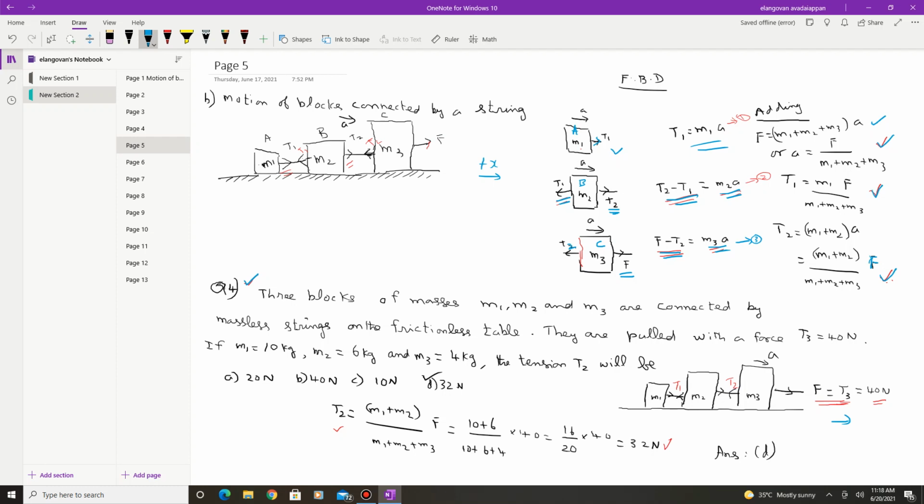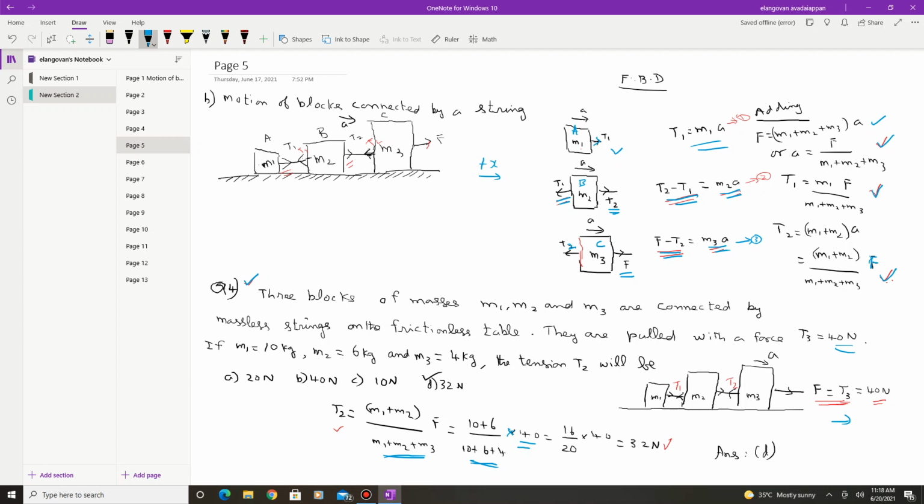T2 equals (M1 plus M2) divided by (M1 plus M2 plus M3) times F. This expression we have already calculated in the previous discussion. So we take the expression and substitute for M1, M2: 10 plus 6, and M3 is equal to 4, so 10 plus 6 plus 4. You can substitute all the masses times the force. Force is given as 40 Newton. So this is the substitution.